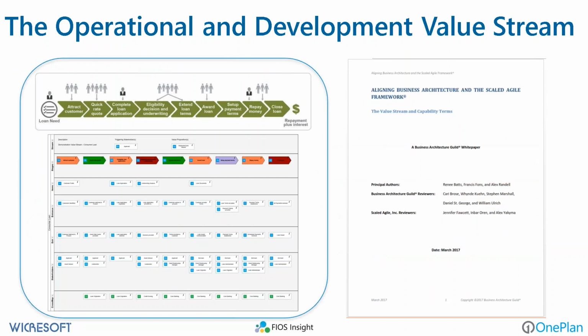So this is actually a topic that's been defined previously, and I just want to highlight it because the Business Architecture Guild actually wrote a white paper in 2017 where the connection between business architecture and the Scaled Agile Framework was made, and value stream and capability terms were defined within it. So we're going to now take a step back and look at the value stream concept from a business architecture standpoint for lean portfolio management. But I just wanted to highlight that this is ground that's already been covered, and this white paper is available for you to make it part of your lean portfolio management journey.